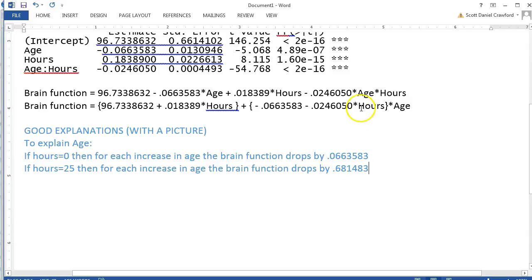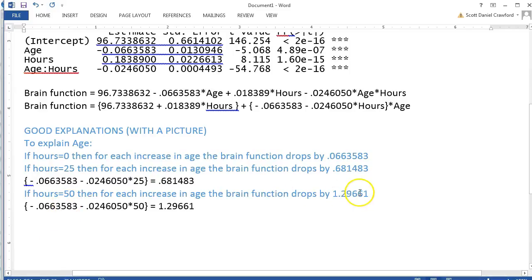How did I get this? I put a 25 right in here. Since we're talking hours equals 25, 25 goes in there, work the equation out, 0.6814. And then I can do the same thing at 50, a larger drop. How'd I get that? I put 50 into the slope for age, and there it is. So this helps me see that as the age increases, brain function drops, but as hours increases, that drop becomes more dramatic. But so far, I've only explained age.